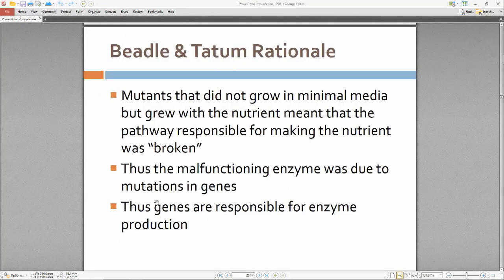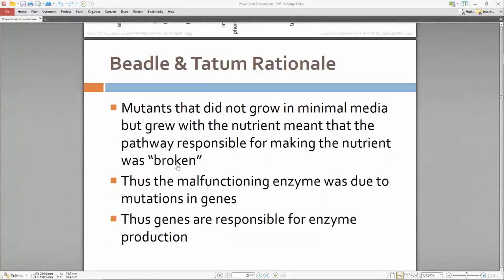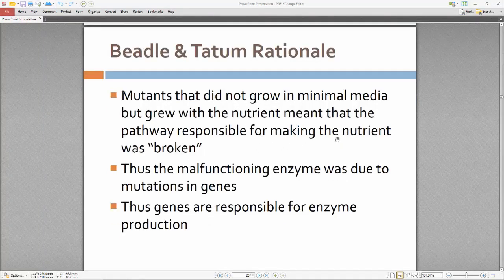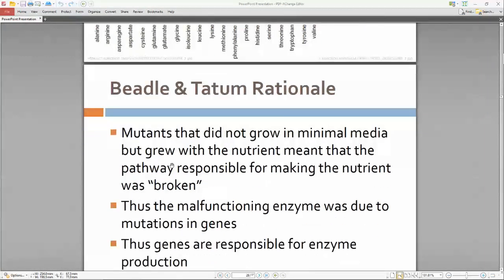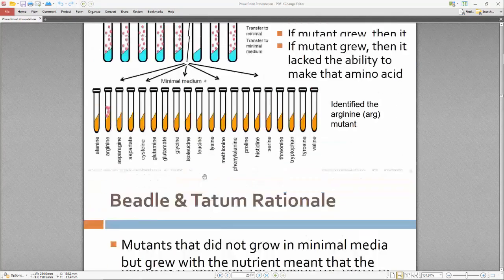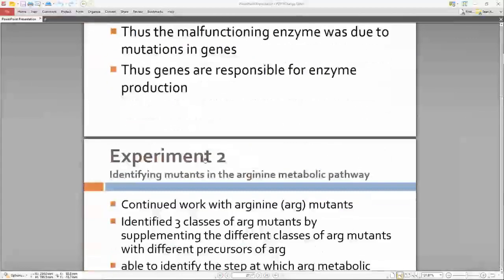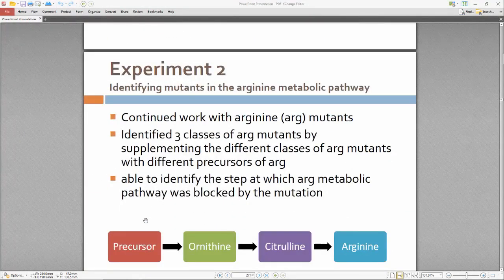So what did they conclude from all of this? They concluded that mutants that didn't grow in minimal media, but grew with the specific nutrient, which in this case is arginine, meant that the pathway responsible for making that nutrient was broken. So this mold, the pathway to create arginine was broken. Thus, the malfunctioning enzyme was due to mutations in genes because they mutated genes to create this mold in the first place. And thus, genes are responsible for enzyme production. But they didn't stop here.